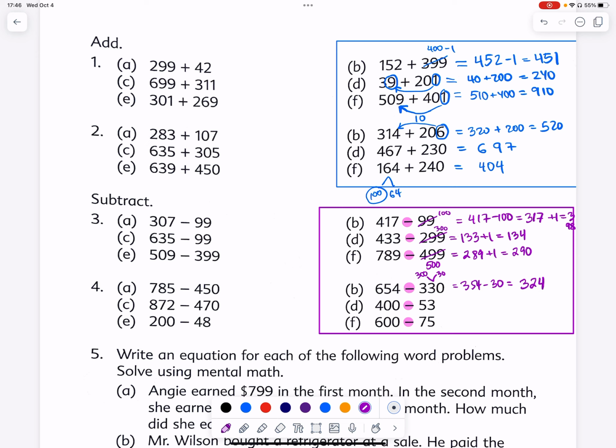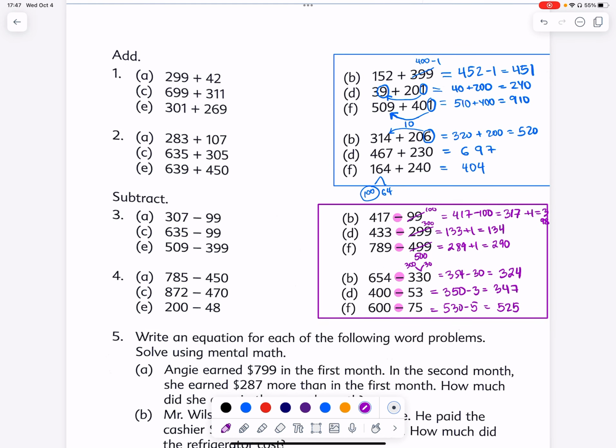324. Next, 400 minus 53. You can split it up step by step. 400 minus 50 gives you 350, and minus 3 is 347. Finally, 600 minus 75. Well, if you do not know how to subtract 75 quickly, we can first subtract 70, giving us 530, and minus 5 more gives you 525. Voila, no need to stack.